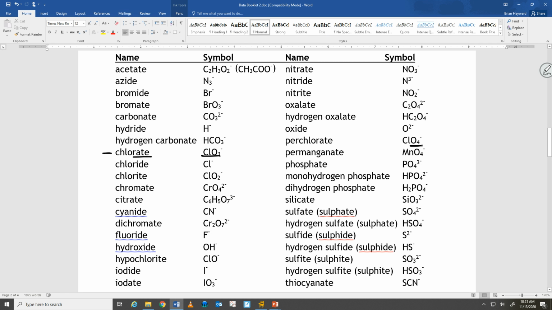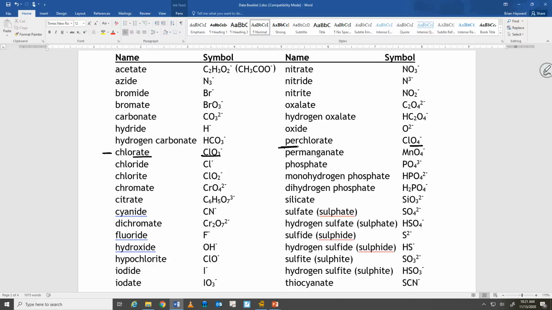And notice the charge is still a 1-, but we now add the prefix to it called per. You can think of it as almost like it's hyper. It's above. That's what the per means. It means it's above chlorate. So it's like hyperchlorate, but we just don't say hyper. We say it's above, like it's per.